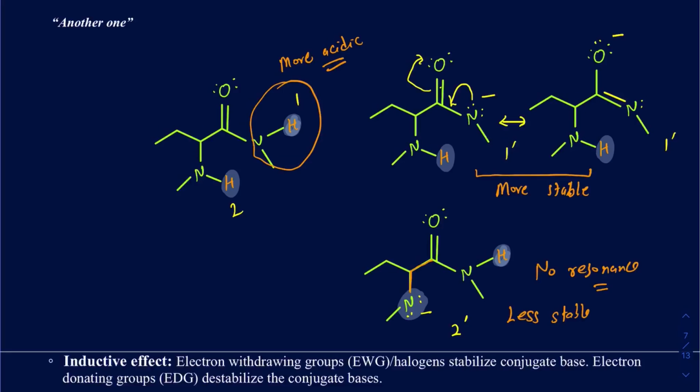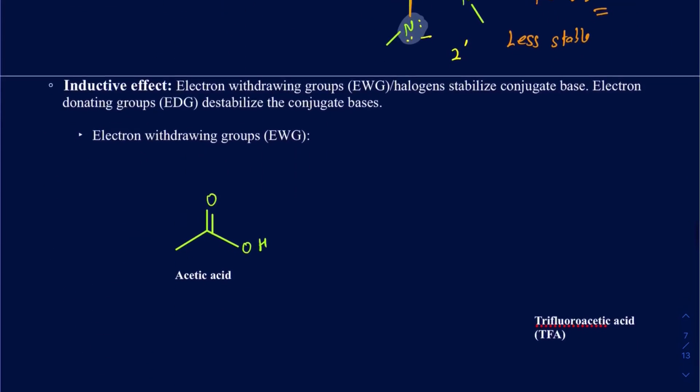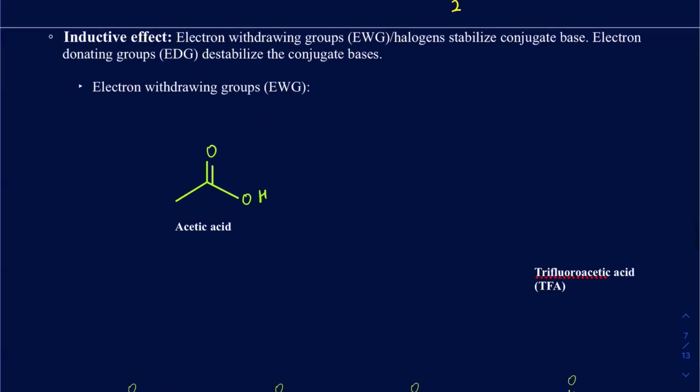Okay, suppose your resonance doesn't really help, or sometimes you may have the same number of resonance structures, and that will not help in that case. That's when you look for the inductive effect. In the inductive effect, you're looking at whether you have electron withdrawing groups or the halogens. The halogens also act as electron withdrawing groups, or you may have electron donating groups. Electron withdrawing groups withdraw the electrons onto themselves, and that's going to be stabilizing the conjugate base.